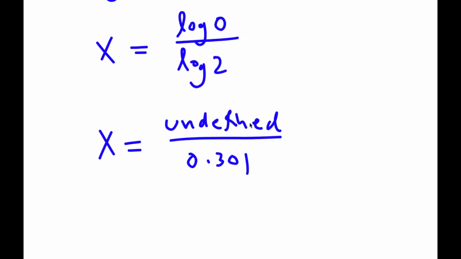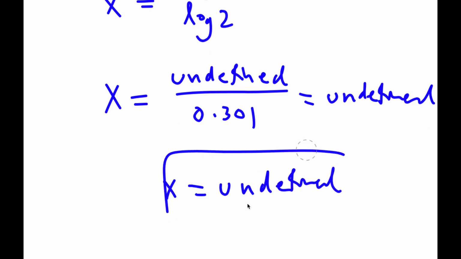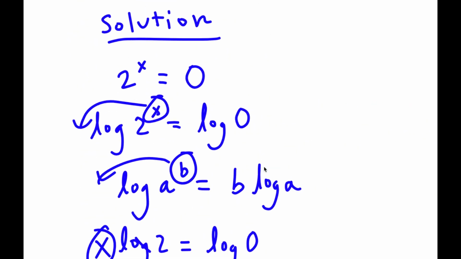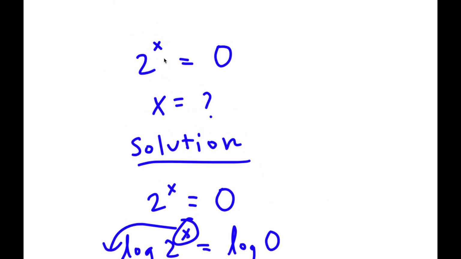because you can't divide an undefined value with another number, meaning the value of x is undefined. And also, if you look here, you can't actually take the power of a number and make it equal to 0. Because no matter what power you take, a number cannot equal 0. So undefined is my answer.